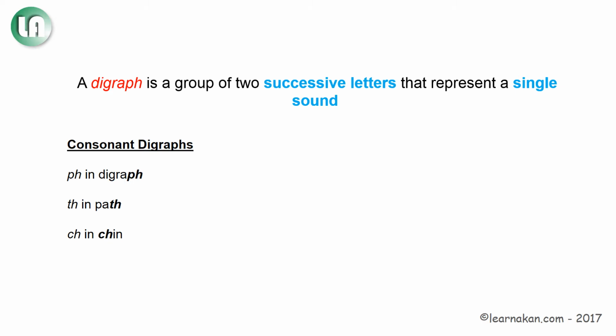Examples of consonant digraphs in English include the PH in the word digraph, the TH in the word path, and the CH in the word chin. Examples of vowel digraphs in English include the IE in the word peace, the EE in the word free, and the OO in the word cool. Okay, let me not bore you any further.